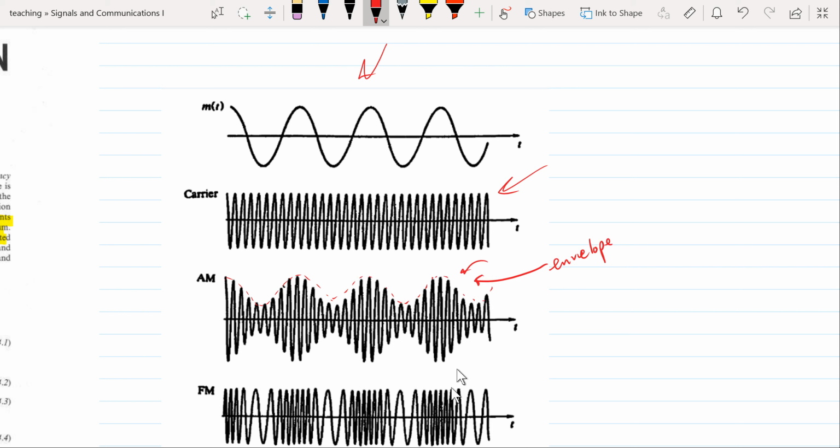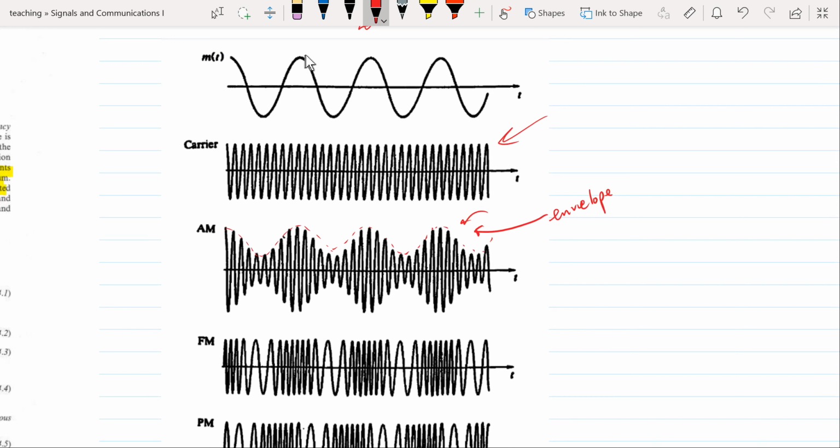But now with angle modulation, we have two formats. For FM, we see that for the high positive cycle of the message, we have a high frequency component, and for the negative cycle of the message signal, we have a low frequency component. Therefore, if we transmit this message, we are able to detect it, not directly from the envelope now, but from the varying frequency components.